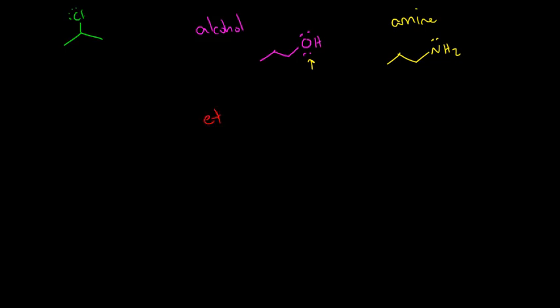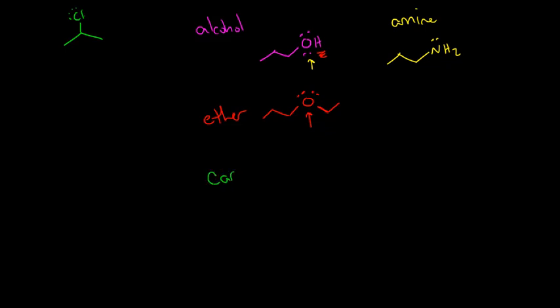Also related to an alcohol is an ether. So an ether is an alcohol with this hydrogen replaced by carbons. So we still have our oxygen within the hydrocarbon chain, but now it's attached to at least one carbon. So ethers are hydrocarbon chains with an oxygen built into the chain.